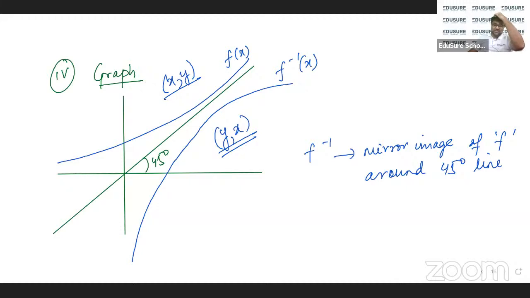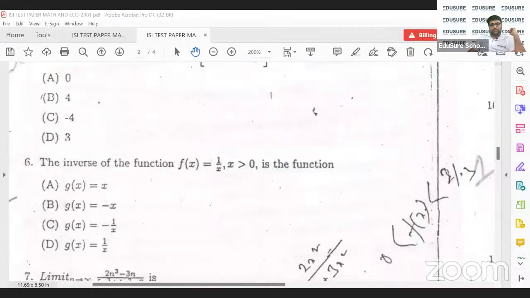This is extremely easy. What is the answer to this? Question number 6. Put your answer in the poll. I'm giving you 1 minute. Do it.